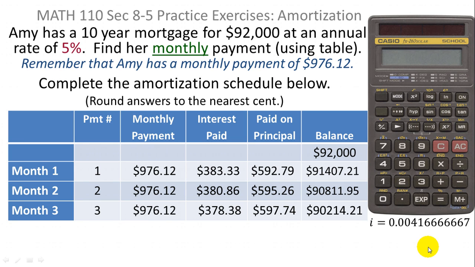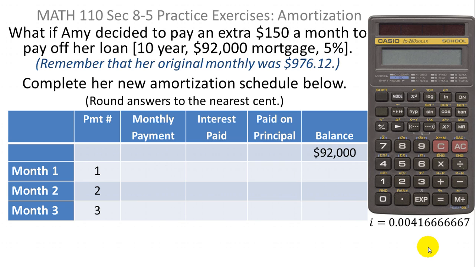The problem that I actually want to solve here is based off of a problem that I worked earlier, so I want to show the final result of that earlier problem so I can move forward from that one. But in the previous problem, Amy had a 10-year mortgage for $92,000 at an annual rate of 5%, and in that video we completed this amortization schedule for the first 3 months for her $92,000 loan.